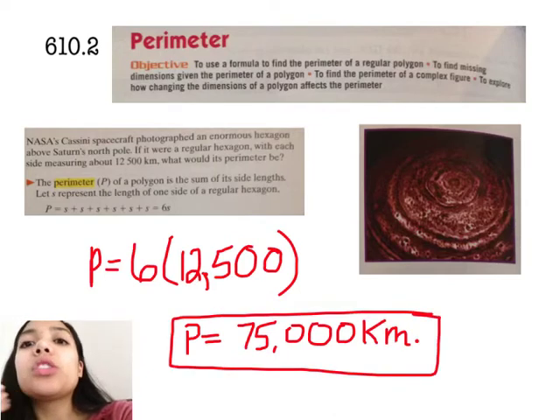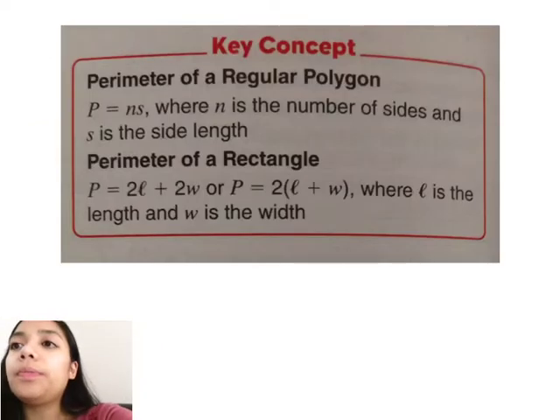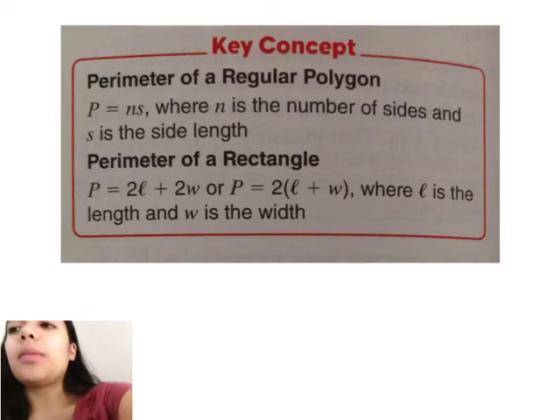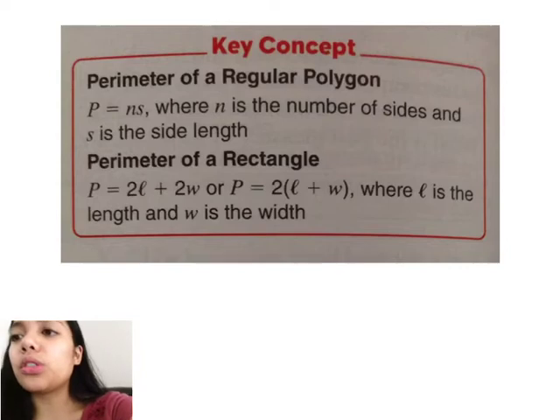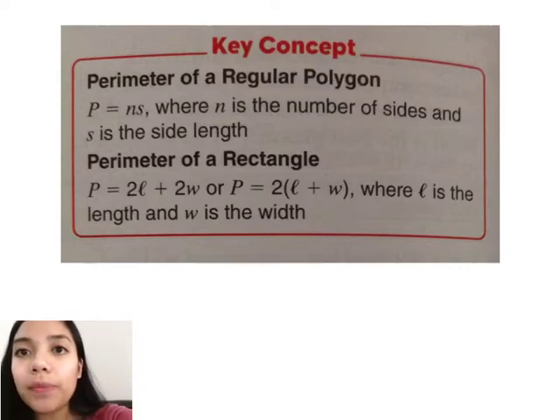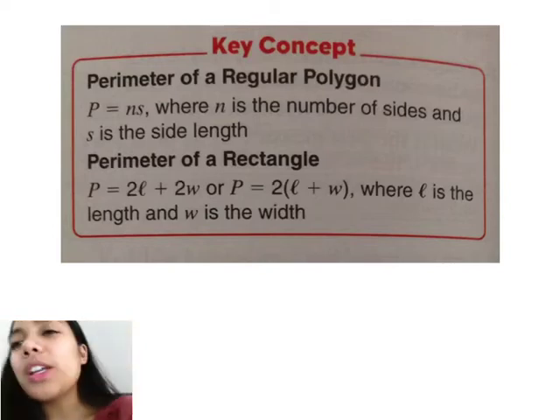Okay, so let's go on to our key concept. The perimeter of a regular polygon, remember what a polygon is: P equals ns, where n is the number of sides and s is the side length. The perimeter of a rectangle is 2l plus 2w, or P equals 2 times l plus w, where l is the length and w is the width. So, we know both of these things.